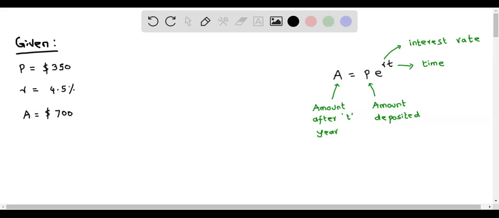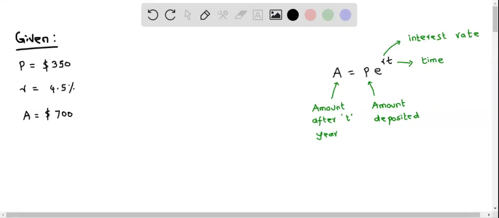Okay, here we use the amount formula for continuous compounding. That is, A equals P times e raised to the power of rt, where A represents the amount after t years, P is the amount deposited, r is the interest rate in decimals, and t is the time, and this is in units of time. It is years, minutes, hours, like that.